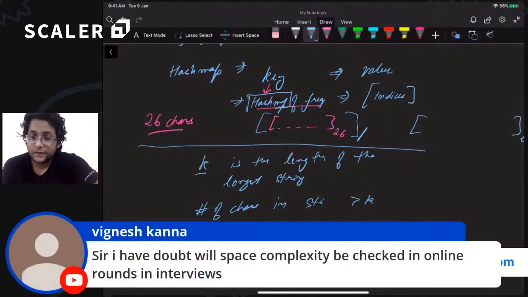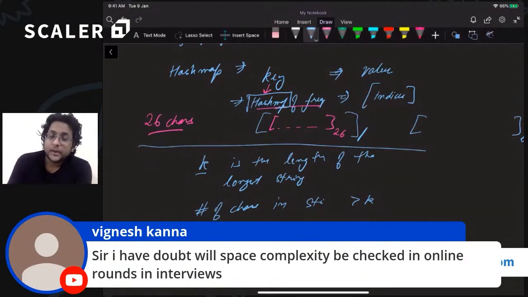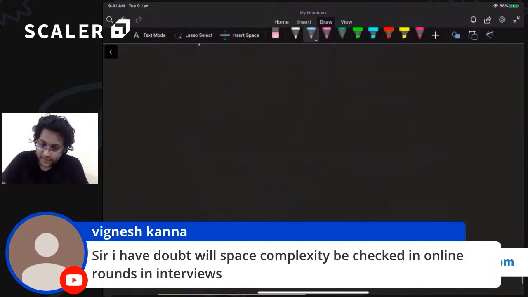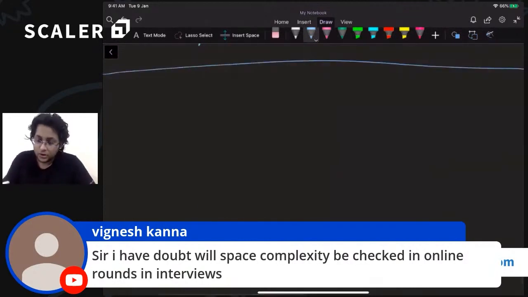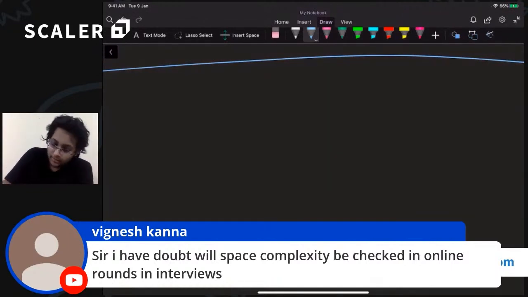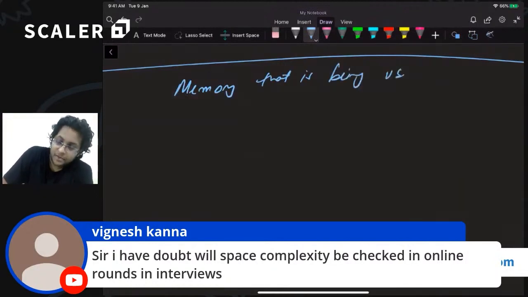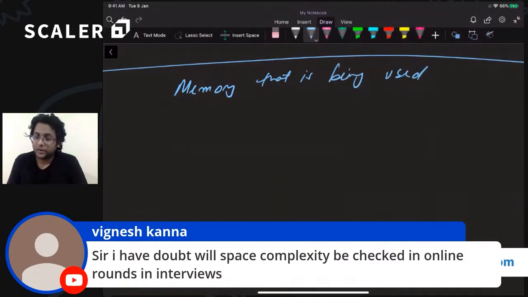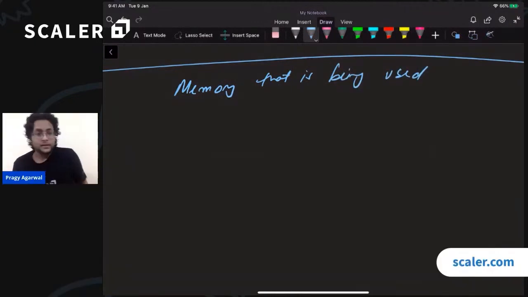Vignesh is asking a very good question over here. Vignesh says, "Sir, I have a doubt. When we are doing competitive coding online, will the online judge also check the space complexity of our solution?" And yes, Vignesh, that is true. When you go to Scaler Academy and InterviewBit, our online judge also checks the space complexity. We monitor the memory that your program is using, and this memory has to be within a reasonable limit, depending on the programming language. So let us move on.